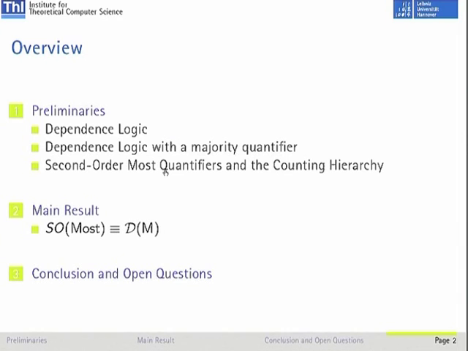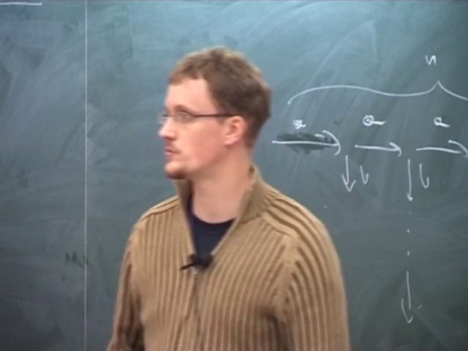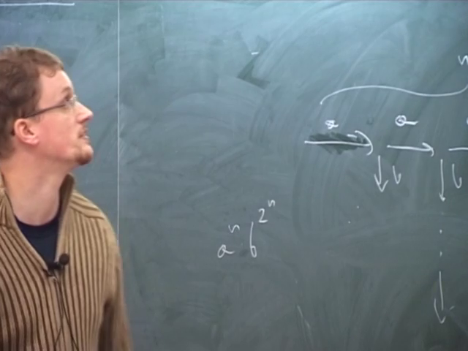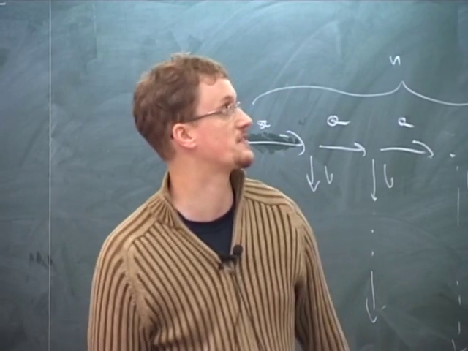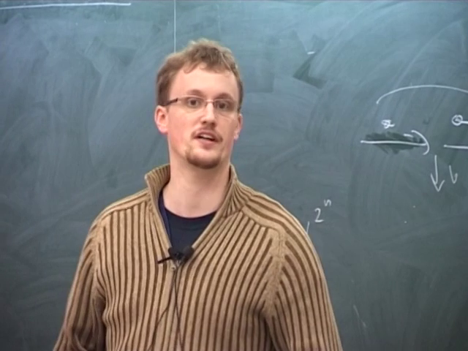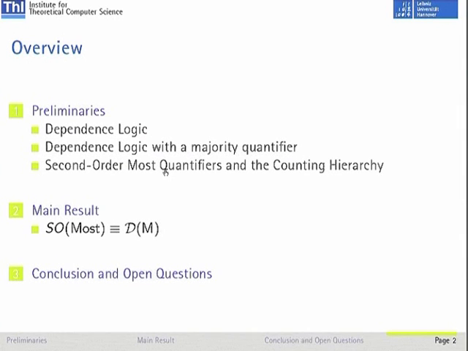At first, I will give you an introduction about dependence logic, and I will also give a notion for dependence logic. And then I will introduce the majority quantifier, and also give reasons why we investigate this. And then on the second order side, we will see the so-called most quantifier and the counting hierarchy. And then in the main result, we have shown in the paper that second order logic with that most quantifier is equivalent to dependence logic with that majority quantifier. And then I'll conclude.